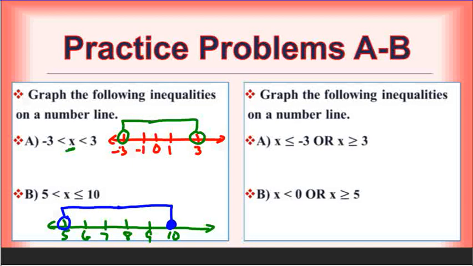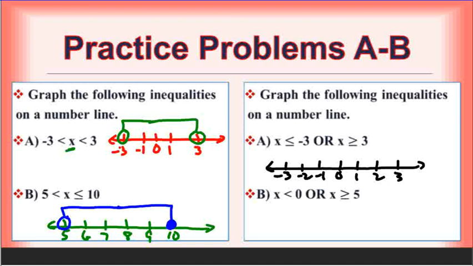Here, graphing the ones with or. So I'll draw my number line. So I'll go by -3, -2, -1, 0, 1, 2, and 3. We got filled in circle on -3 because it can equal it, but it cannot be greater than, so it's got to be less than -3, so it goes to the left. Filled in circle on 3 because it can equal 3, but it's greater than, it goes to the right. So the opposite. So anytime you see or, there's a gap in the middle.